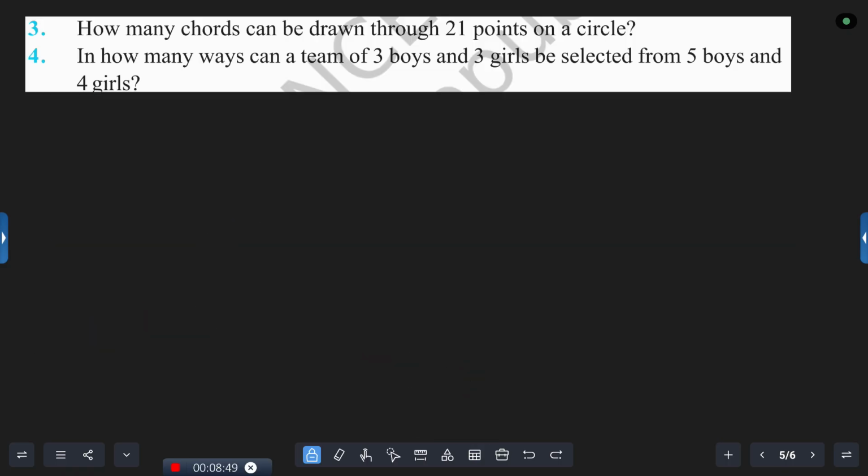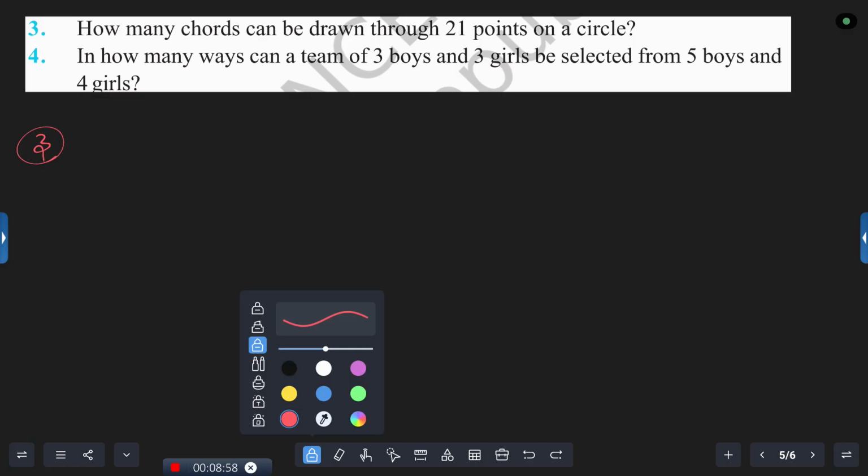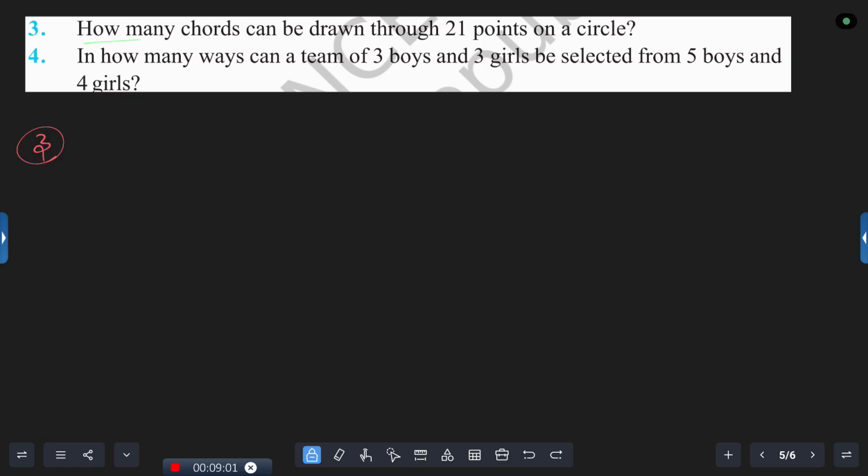So listen. I'm going next. 3 and 4, 2 questions are there. So question number 3 I'm taking. Question number 3, what is given? How many chords can be drawn through 21 points on a circle? First, for drawing a chord, how many points are needed? You tell me. For drawing a chord in a circle, how many points are required?